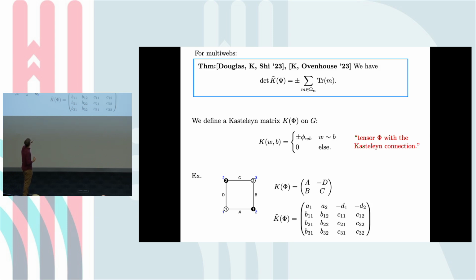Remember the rows are indexing the white vertices and the columns are the black vertices. And so now you know what this matrix K tilde is. It only depends on the connection and the multiplicities, and that's the left-hand side. You could take its determinant. It's a square matrix, so it has a determinant.